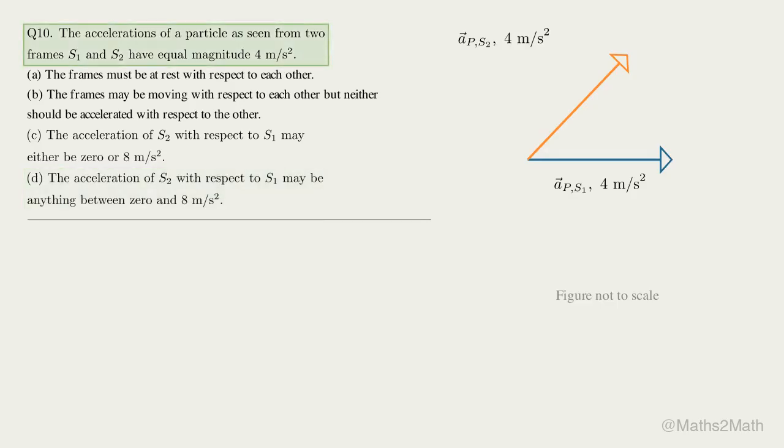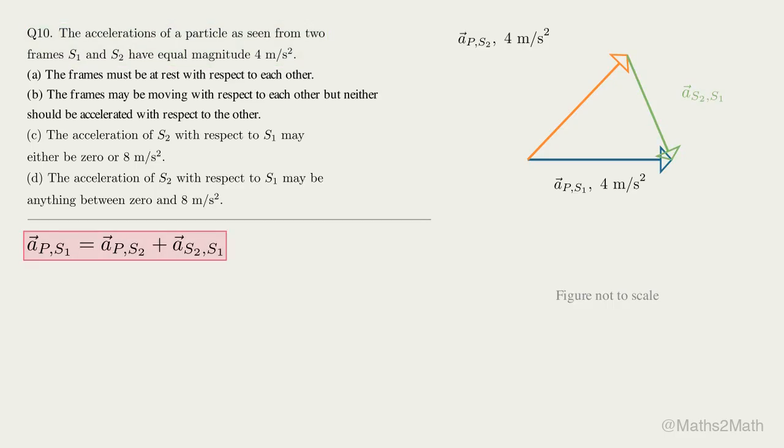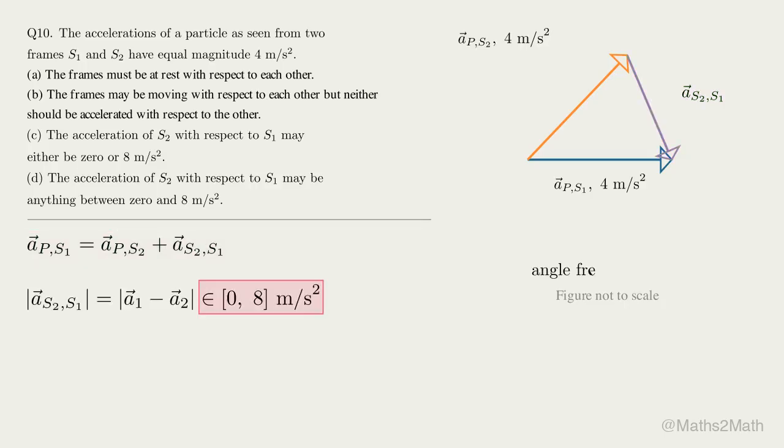What does this mean? The two measured accelerations differ by the relative acceleration of the frames. A vector triangle of two sides of length 4. Frame accelerations combine as vectors. The particle's acceleration in S1 equals that in S2 plus the acceleration of S2 relative to S1. So the relative acceleration is the difference of two vectors, each of length 4 at any angle. Its size ranges from 0 when aligned to 8 when opposite.